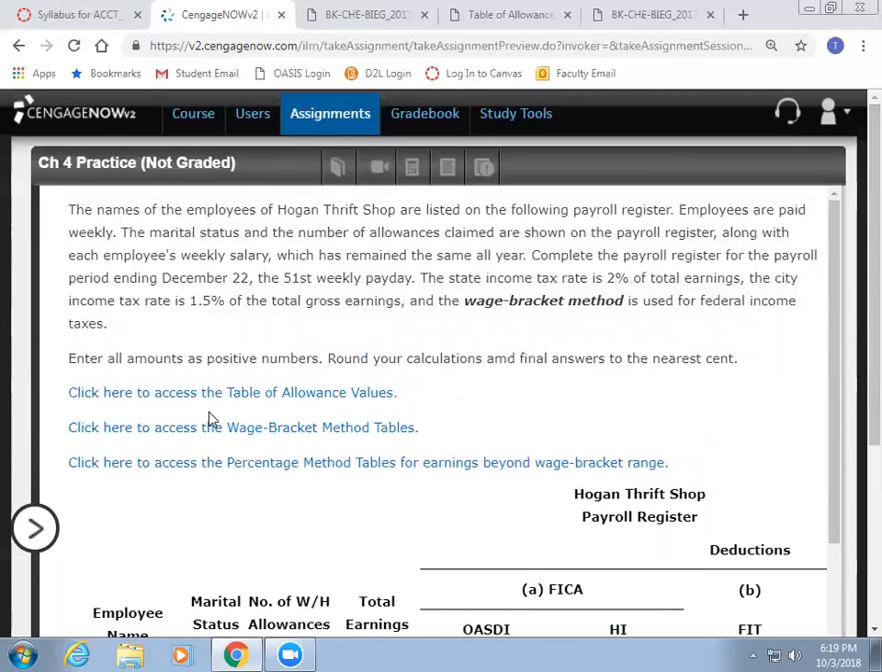It gives us the name of the employees of Hogan Thrift Shop, listed on the following payroll register. They are paid weekly. They give us marital status and number of allowances along with their weekly salary, which has remained the same all year. It wants us to complete the payroll register for the payroll period ending December 22nd, which is the 51st weekly payday. State income tax is 2%. City income tax is 1.5%. And the wage bracket method is used for federal income taxes when we can use it. I think they should put that in there. Enter all amounts as positive numbers. Round your calculations and final answers to the nearest cent.